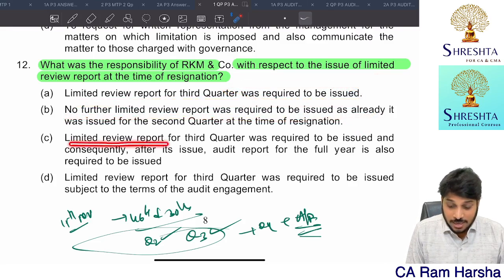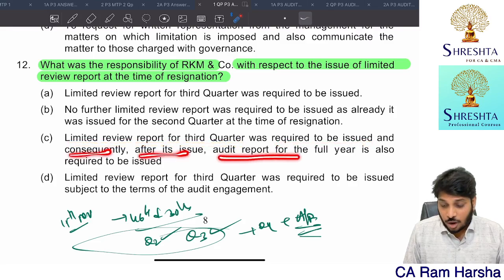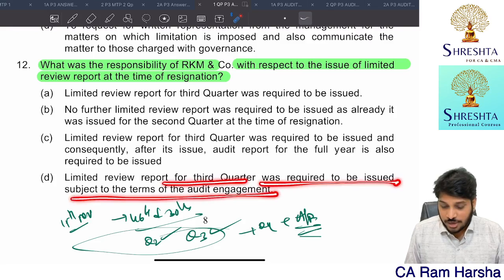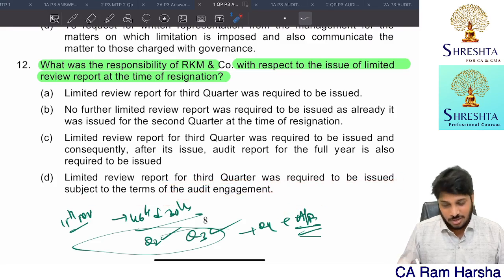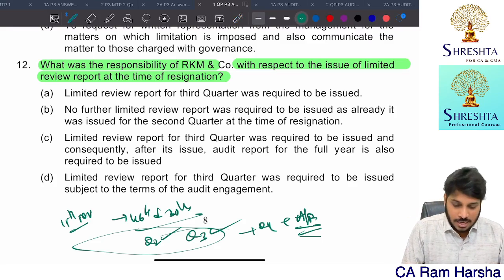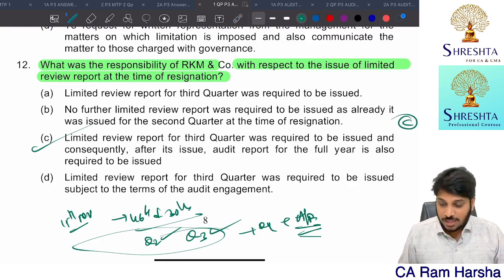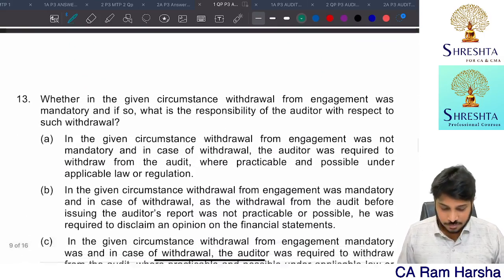No, wrong. A limited review report for the 3rd quarter was required to be issued, and consequently, after its issue, the audit report for the full year is also to be issued. A limited review report for the 3rd quarter was required to be issued subject to the terms of the audit engagement. That's wrong. It's not subject to. You must issue under LODR regulation. The answer is C. So 12th question, the answer is C.